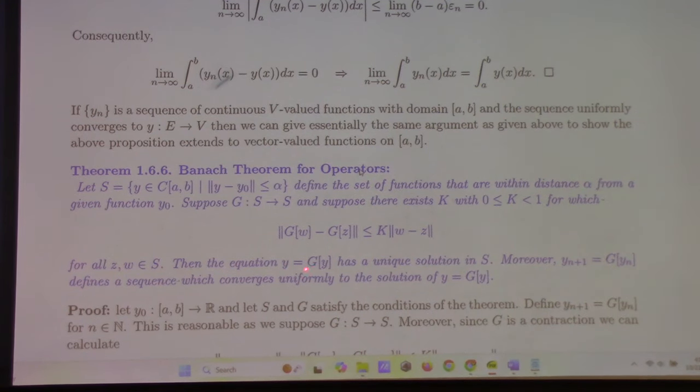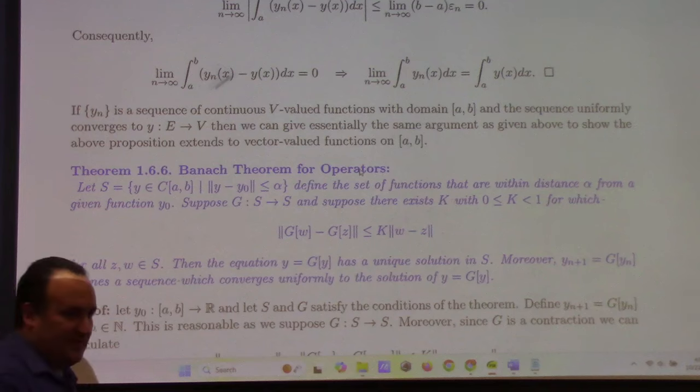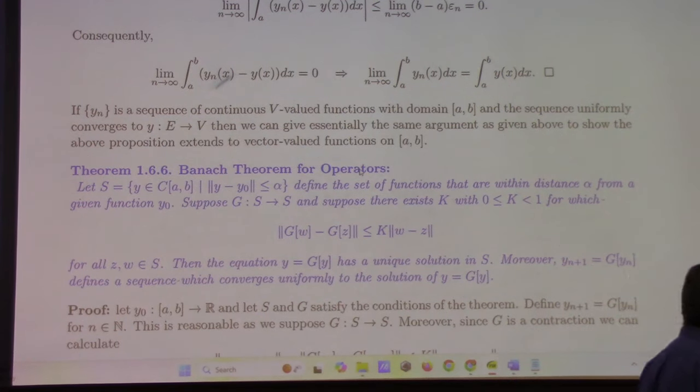Then the equation y equals G of y has a unique solution in S. Moreover, the sequence defined by y n plus 1 equals G of y n converges uniformly to the solution of y equals G of y. And we start the sequence with y sub 0 equal to y naught, which seems like I'm saying nothing, but I'm saying something.